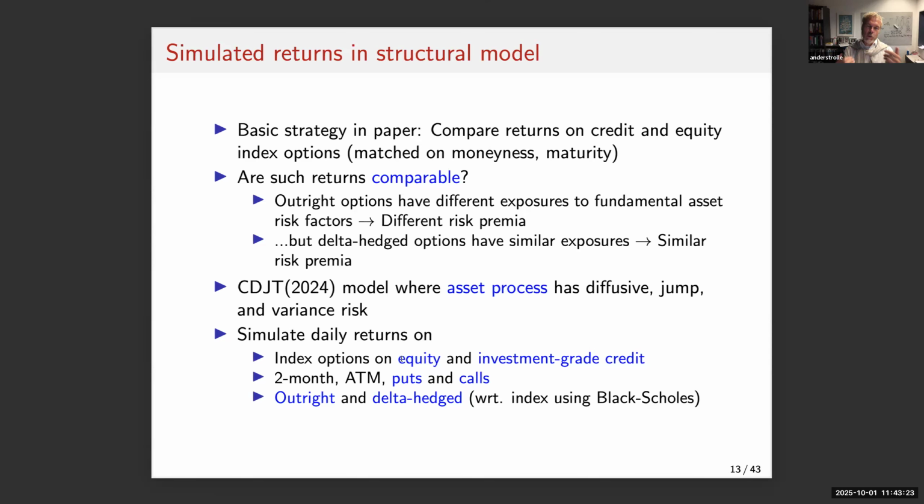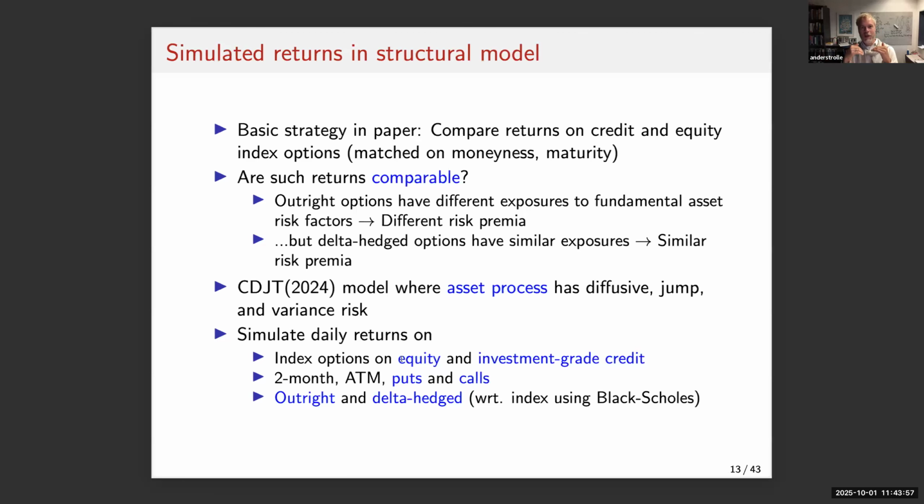Well, not necessarily. If we look at it through the lens of a structural credit risk model, where we write down the underlying asset process, and then from that we can price the indices and the options on the indices, then the credit and equity options will have different exposures to the fundamental asset risk factors. And if these factor risk premia are different, then the options will also have different risk premia. So in general, we would expect these options to have different average returns.